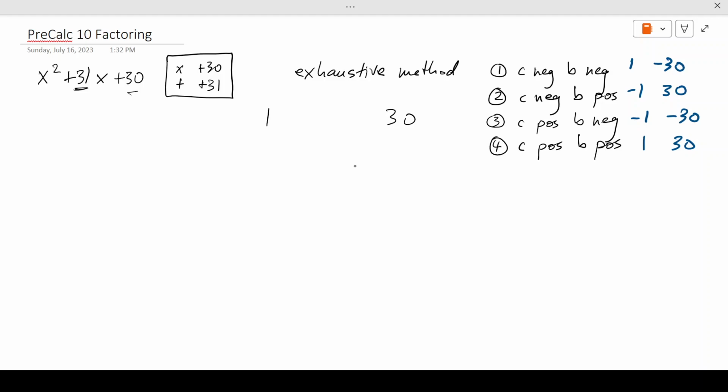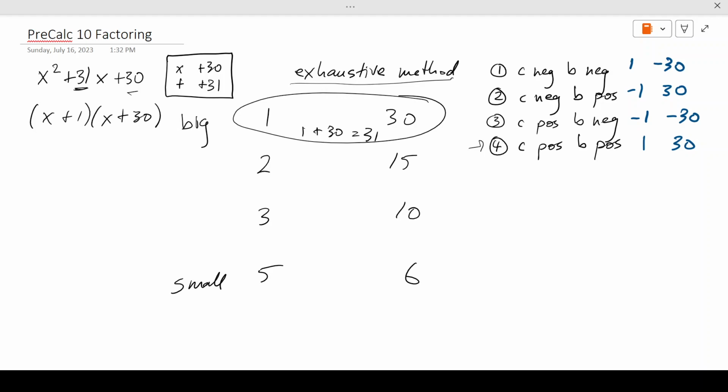Okay, so once you've got the exhaustive method down, you can start making things faster by taking the row that corresponds to how big B is. If it's pretty small, it's going to be near the bottom or at the bottom. If it's pretty big, it's going to be near or at the top. If it's a medium number, it might be one of the middle ones.